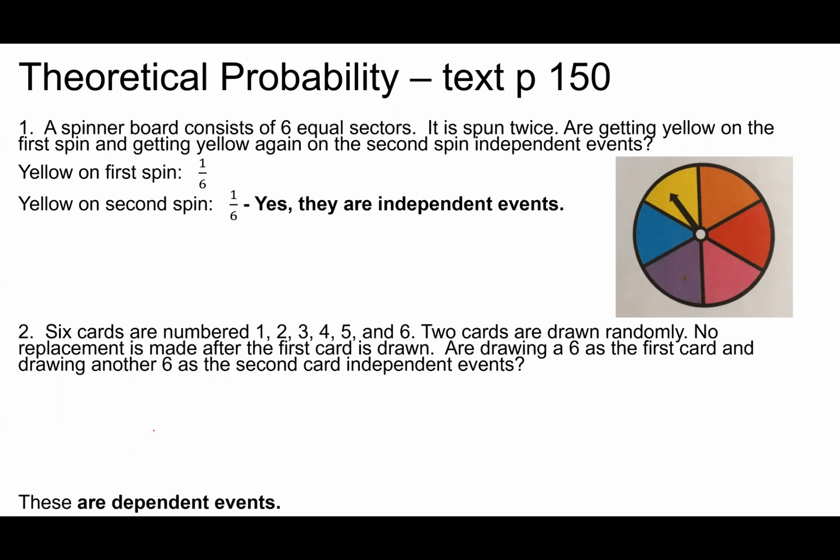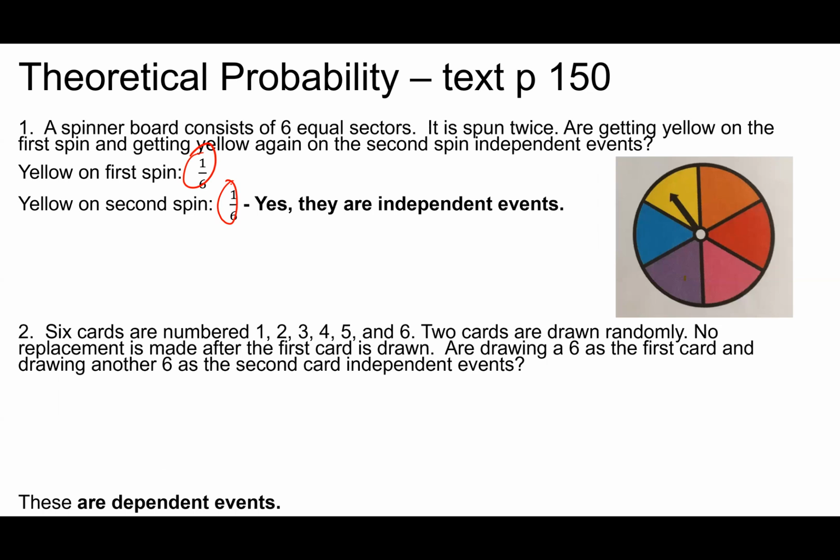6 cards are numbered, but what I want you to notice here is that yellow is the same probability for both spins because those are independent events. If they're dependent events, would the probability change? Yes, it would. Like the next question.